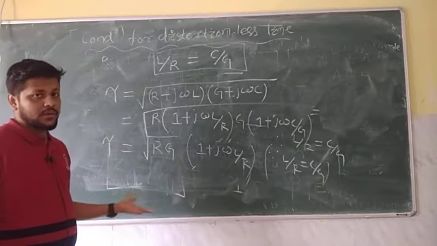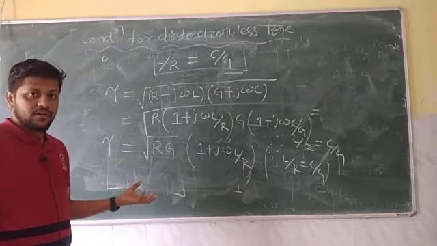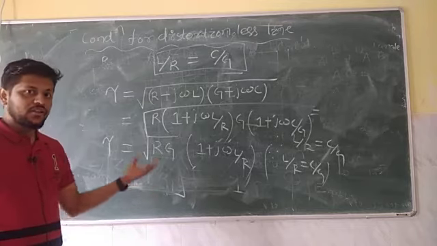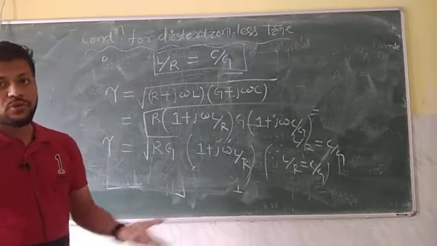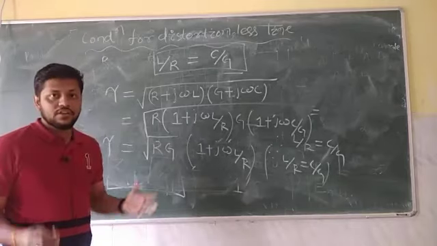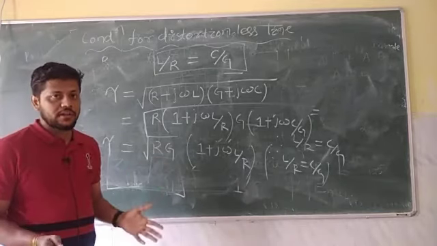Z0 is also a secondary constant, that is your characteristic impedance. We can see there in distortionless line Z0 is also real. Real means there is no complex number involved in that.